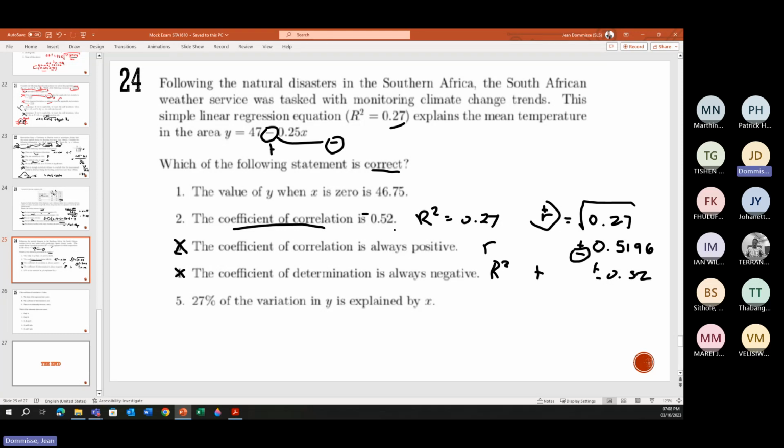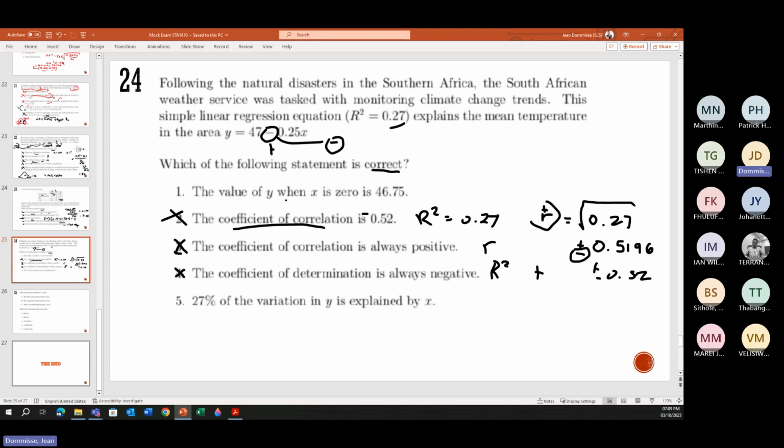Very technical this one, because one wants to say, well, yes, the square root of that gives me 0.52, but remember the correlation can be positive or negative. If that was plus, then that would have been positive. It's negative, so your coefficient of correlation will always then also be negative. Unfortunately, that is the incorrect one.